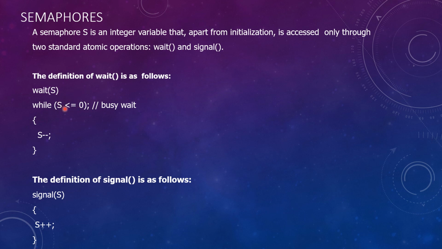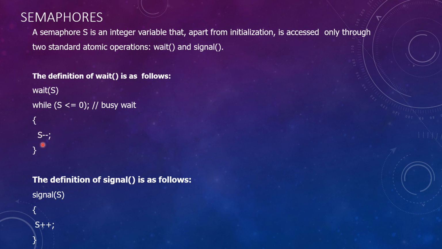You can see another condition. In case the condition is false, what does it mean? It means there is availability of resources. So one of the resources can be allocated to the process that is requesting it. In the available set of resources, one resource will be allocated to it. That is indicated by S minus minus.